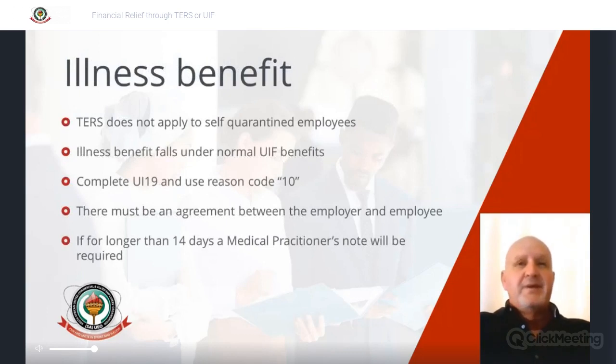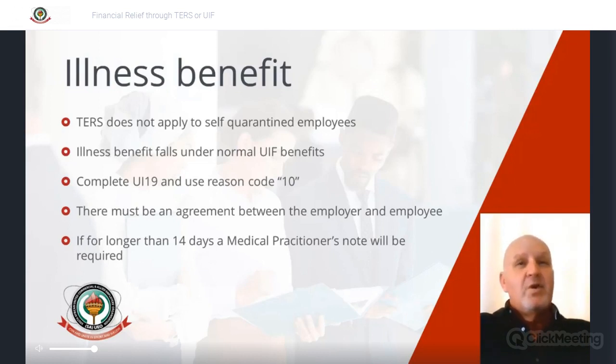In this case, the illness benefit, and in particular, the self-quarantine benefit. Once again, UIF aid booklet, not the TERS booklet. TERS does not apply to self-quarantined employees. This benefit will fall under normal UIF benefits. You will complete the UI-19 form and all the relevant documents as per a normal application, but here you will use the reason code 10, illness benefits.